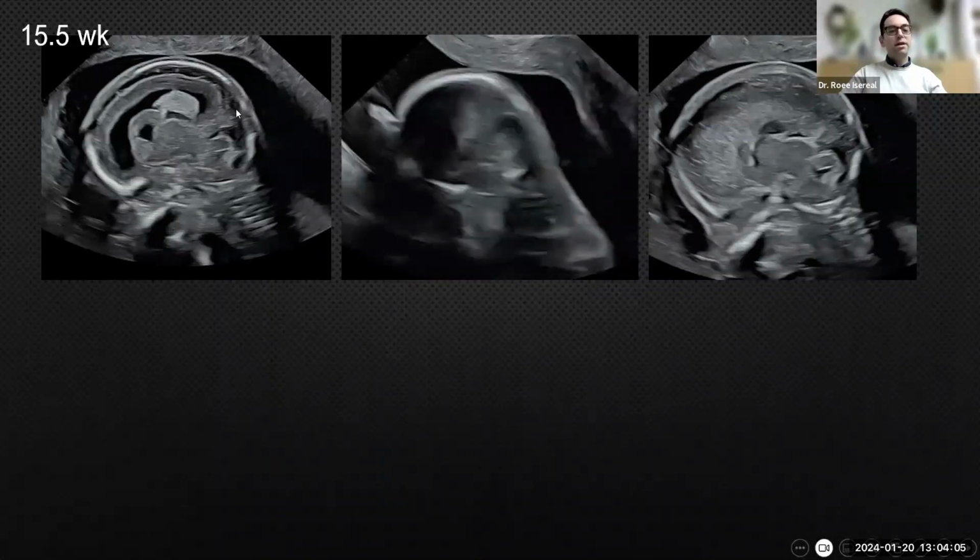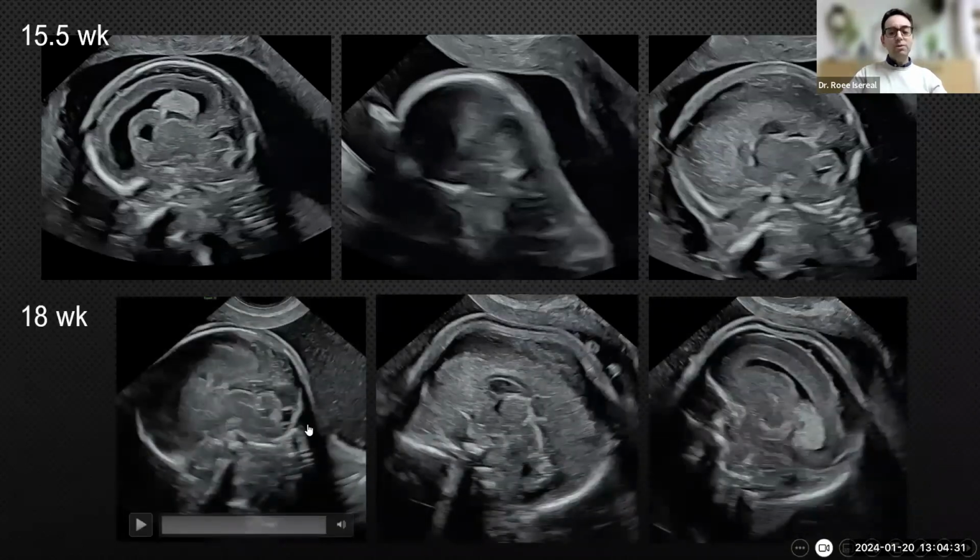The corpus callosum is here. The only thing that I was concerned about is a little bit the lamination, the thickness of the parenchyma. It appeared to me a little bit thin, but we could not say for sure that the findings now are bad. But we told her that due to the early insult of the ganglionic eminence, the prognosis is most probably going to be bad. She decided to continue with the pregnancy and wait and see.